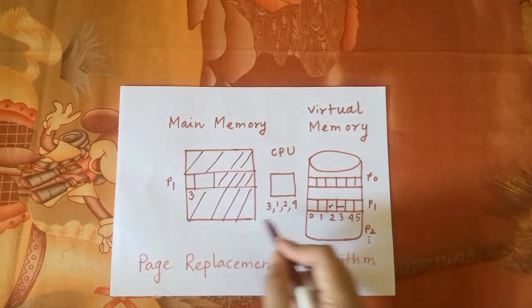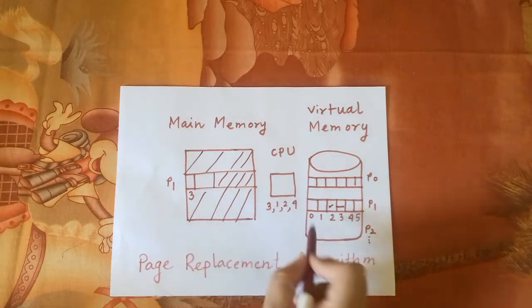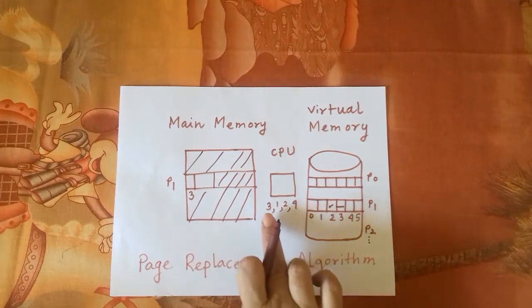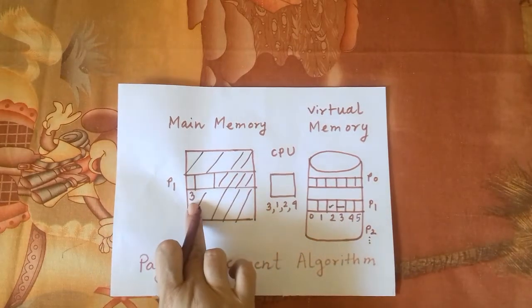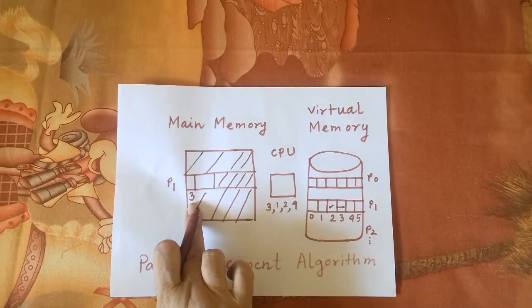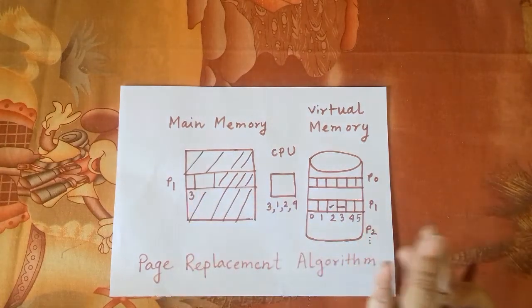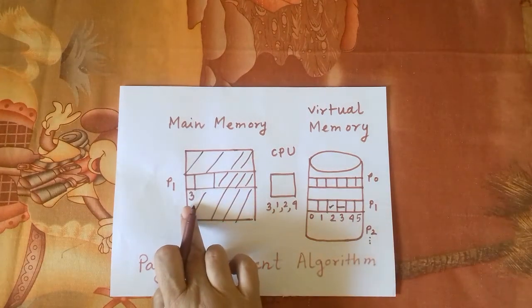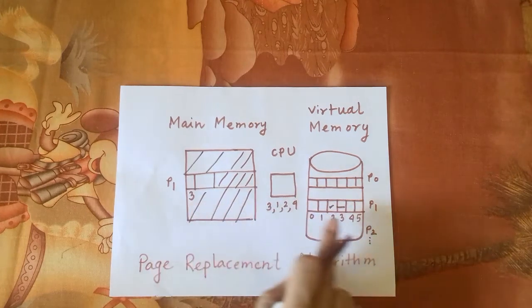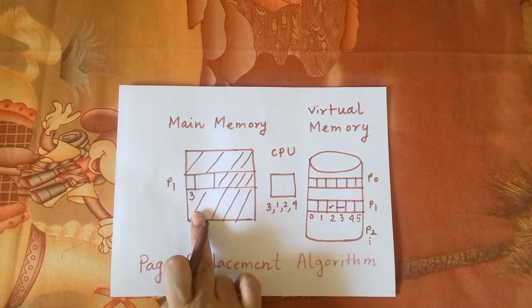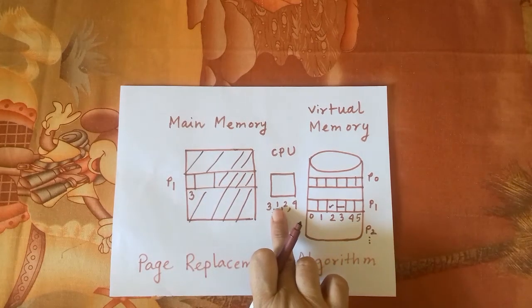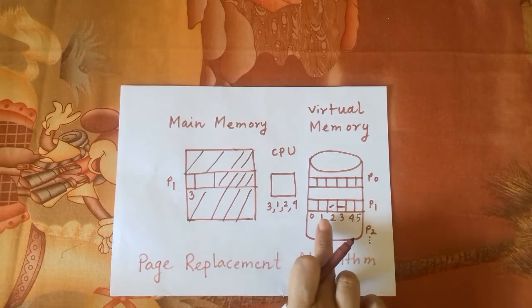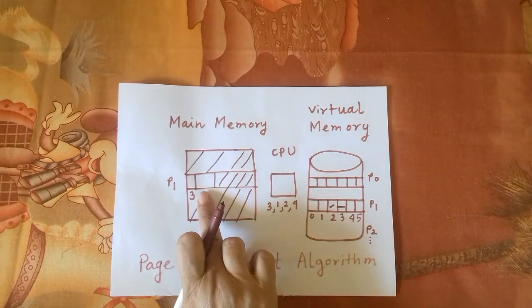Now, to explain it here: see, page 3 is first referenced by the CPU. Is page 3 of process P1 already present in main memory, yes or no? Either it is already brought or it is not brought. Those are the two options. Page 3 is already taken to main memory, so I don't need to bring it from virtual memory. Next, the instruction the CPU wants to fetch is present in page 1. Is page 1 available in main memory? No, page 1 is not available in main memory.